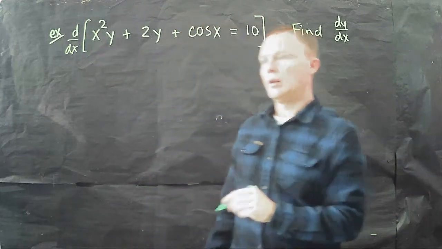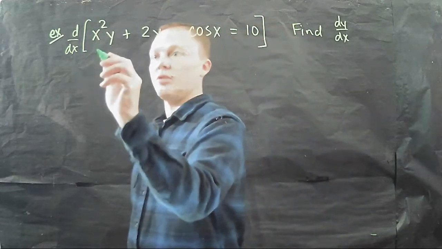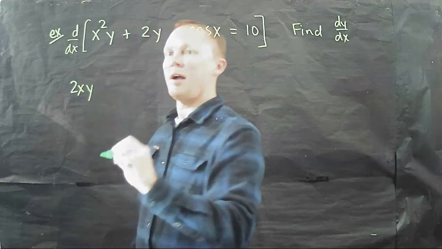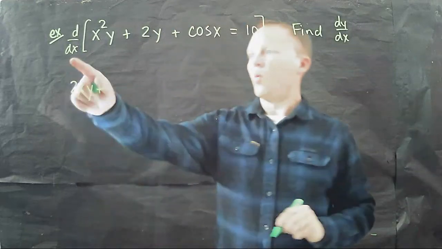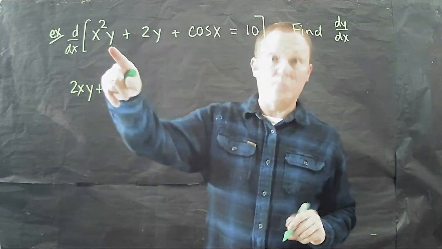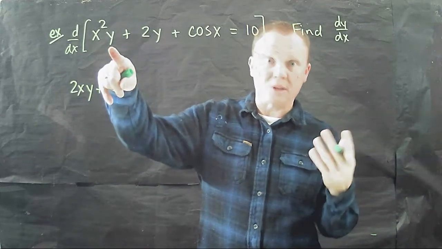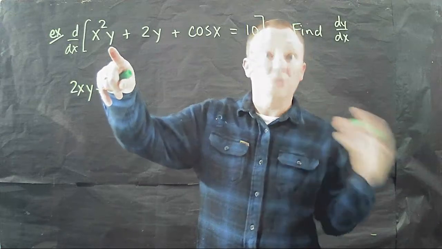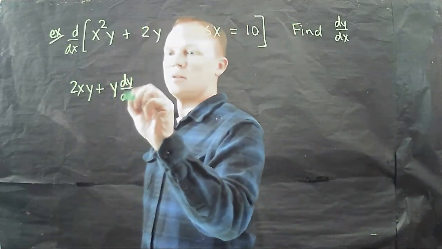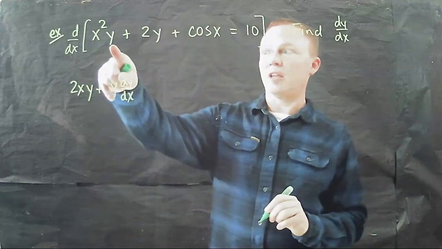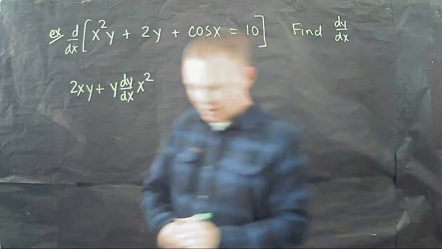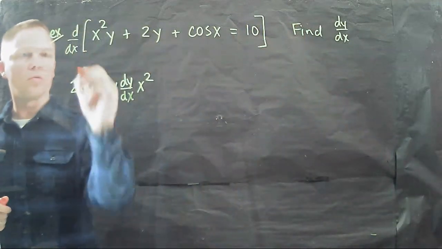So we're going to differentiate both sides of this with respect to x. Okay, and then here we go. So the derivative of the first, 2x, times the second, y, plus the derivative of the second. What's the derivative of y with respect to x? Well, it's the derivative of y, which is 1 with respect to y, times dy/dx. So I'll just put y dy/dx. That's the derivative of the second times the first. Okay? That's the product rule right here.